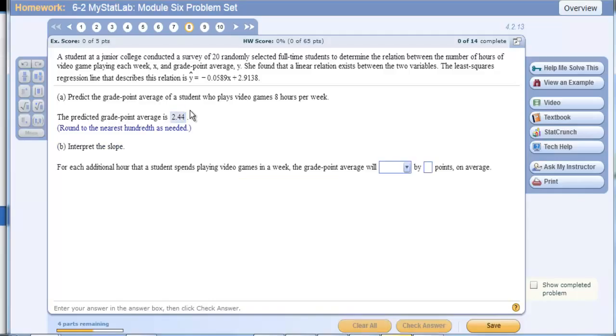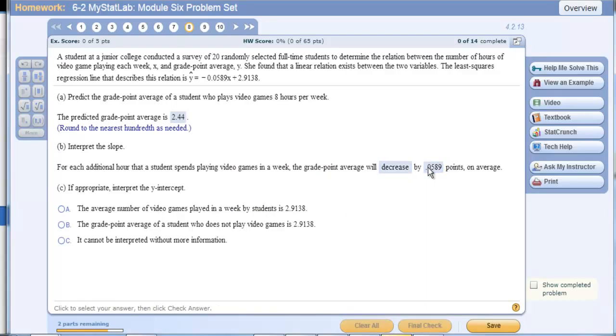Perfect. All right, and then let's see, interpret the slope. So the slope is the number in front of X. So that number is negative. And let's see, it says for each additional hour that a student spends playing video games in a week, the GPA will decrease, because it's a negative number, by 0.0589 points on average.